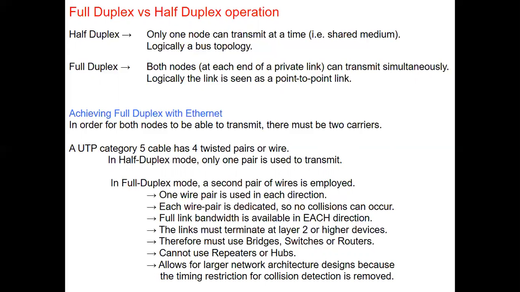In full duplex mode, a second pair of wires is employed. One wire pair is used in each direction. Each wire pair is dedicated, so no collision can occur. Full link bandwidth is available in each direction. The link must terminate at layer 2 devices.